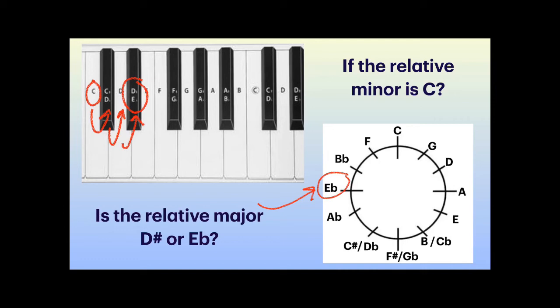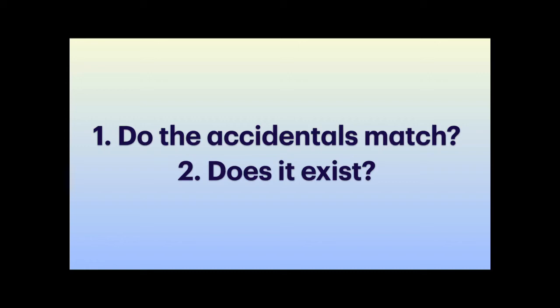Remember these 2 questions if you get stuck. Do the accidentals match? If the tonic of the first key has flats, you know you're looking for an enharmonic that has flats. When neither one of those is present and you still have to pick an enharmonic, ask yourself, does it exist? Check your circle of fifths of major keys, and that will give you the correct answer.